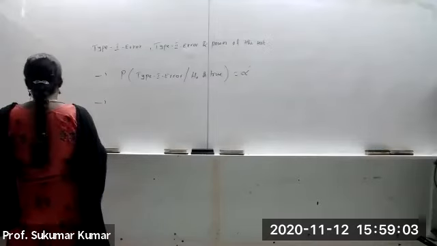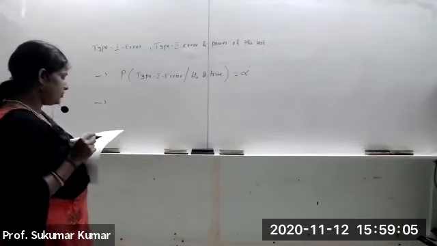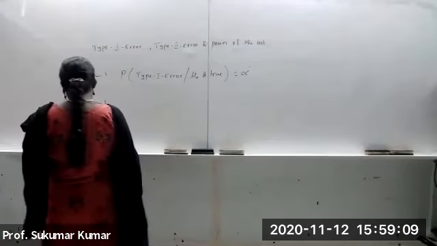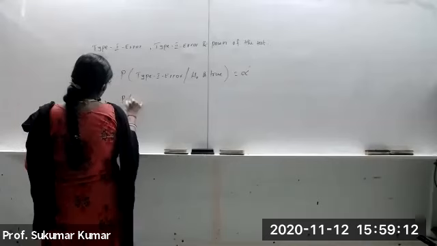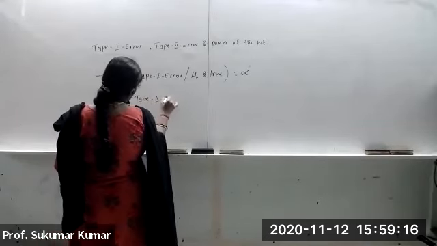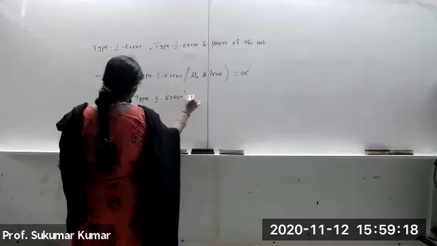Next, the probability of a type 2 error is represented by beta.